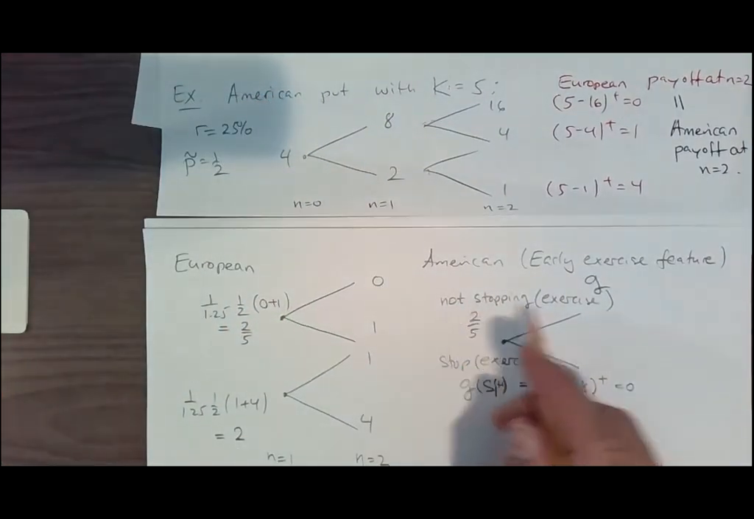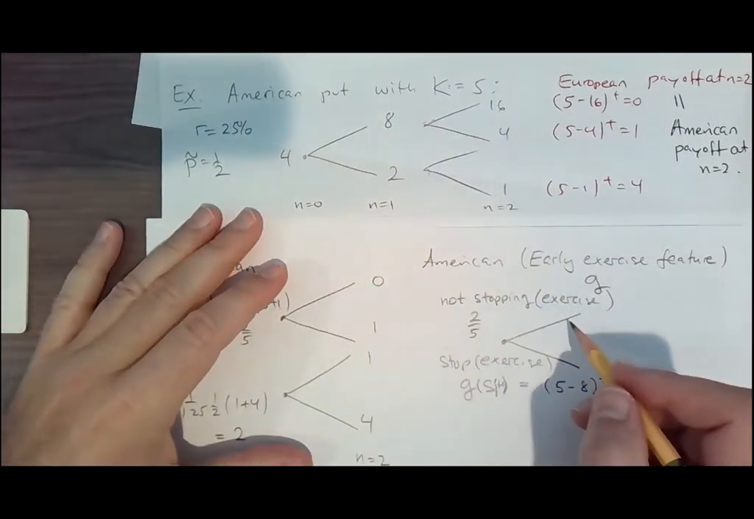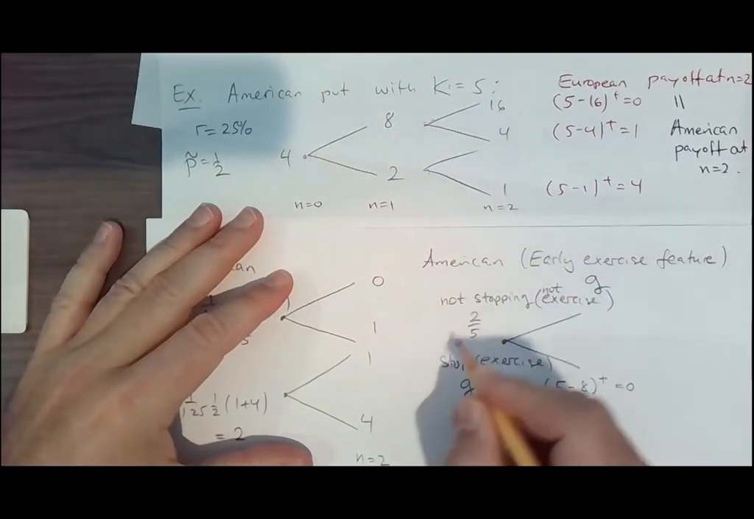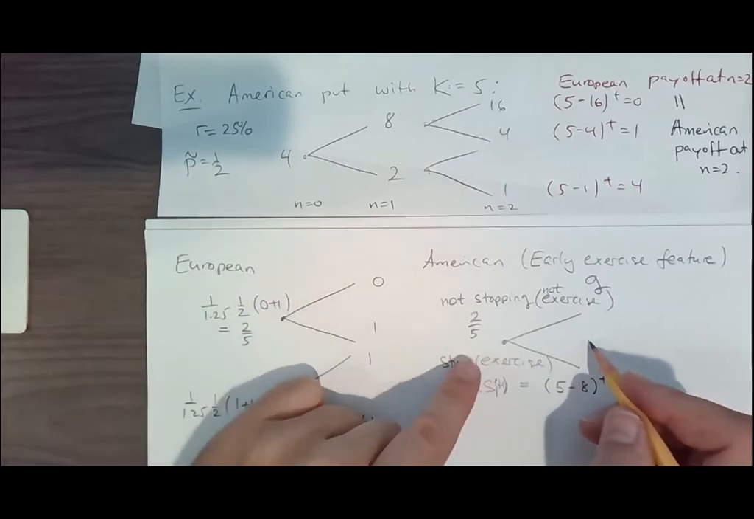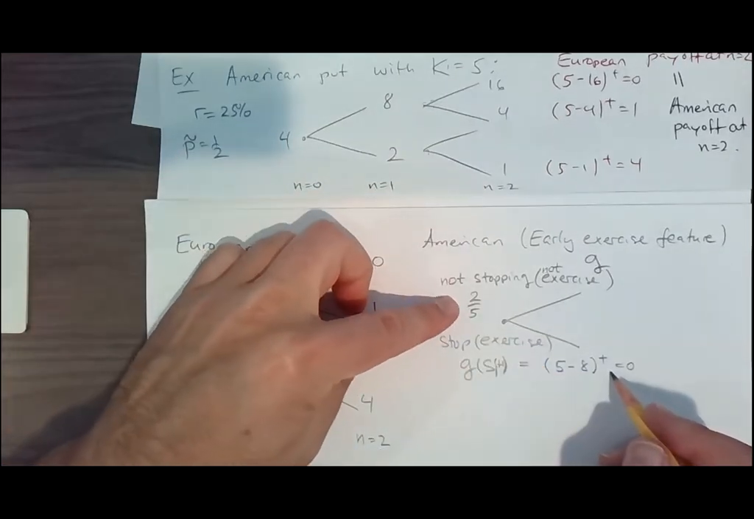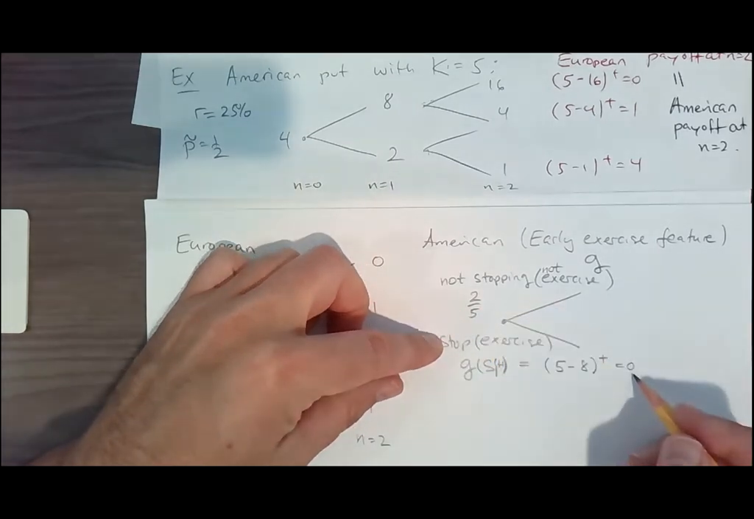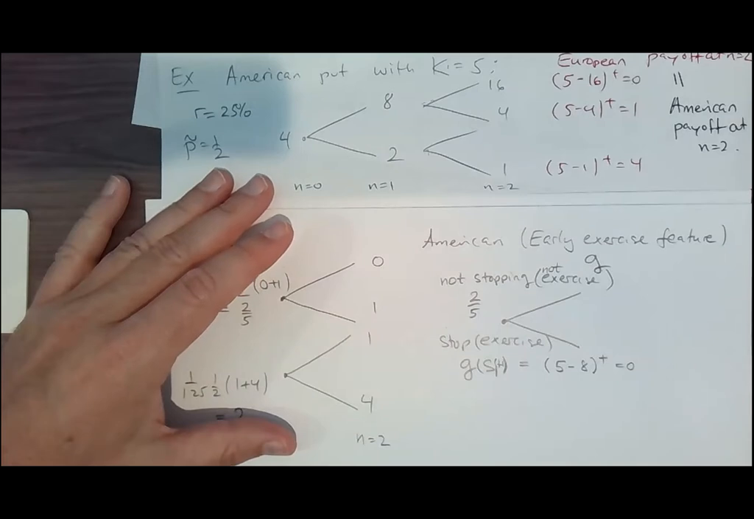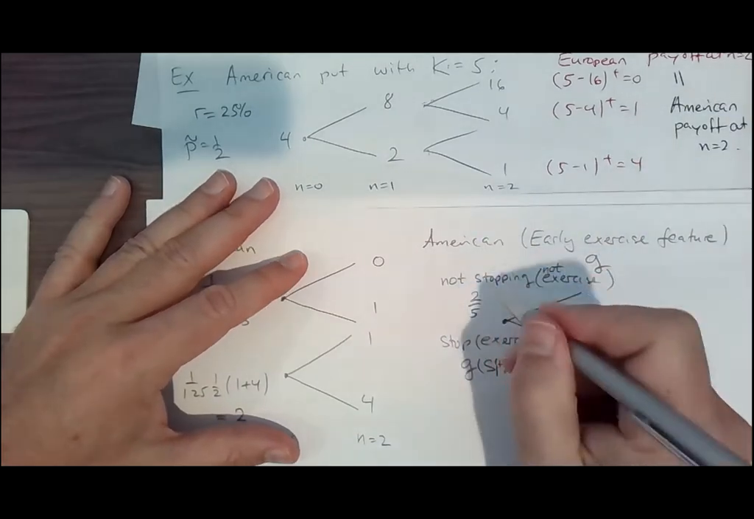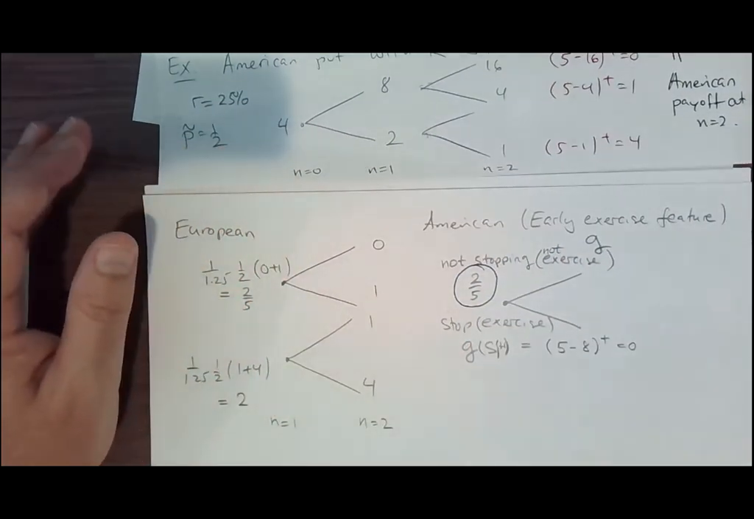Okay, so do we want to continue? So not stopping, not exercising, or do we want to stop? Do we want to exercise? Well, if we continue, we have value 2.5, 2 over 5. If we stop, we have 0. And this one here wins. This one is the good one. This is bigger.